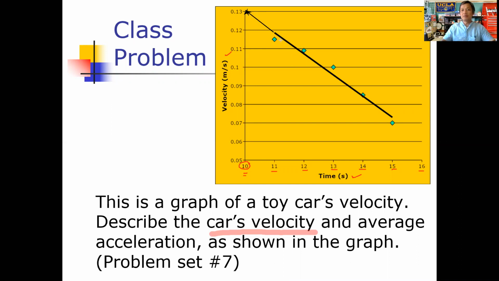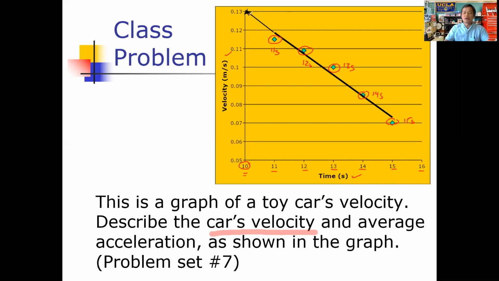Let me make sure you understand this. This is an actual data point that we've collected. Each one of these diamonds represents a point where someone has actually recorded the movement of this toy car. The very first velocity is recorded at 11 seconds, the second one at 12 seconds, the third at 13 seconds, the fourth at 14 seconds, and the last one at 15 seconds.